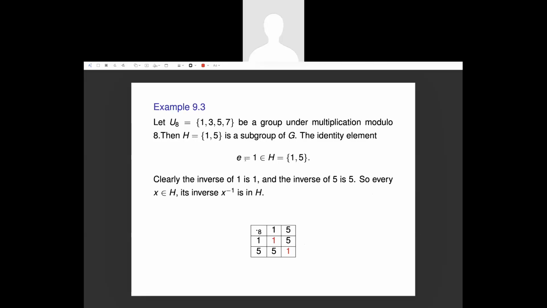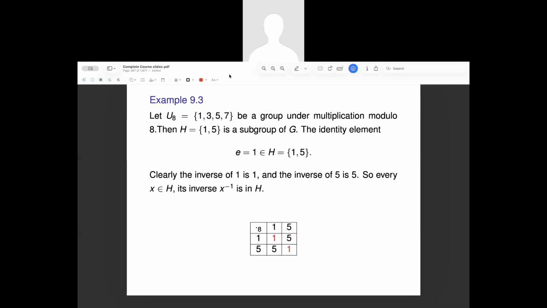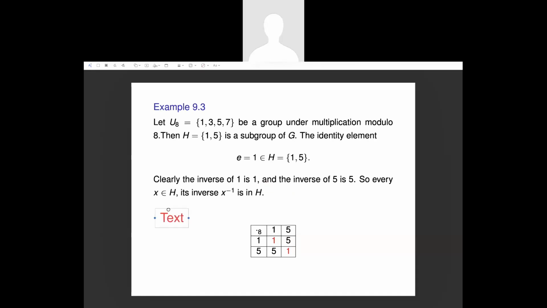Now, my question is this: what can we say about H equal to {1, 7}? Is H equal to {1, 7} a subgroup of G or not? So, for example, if you say that H is equal to {1, 7}, is it a subgroup or not?